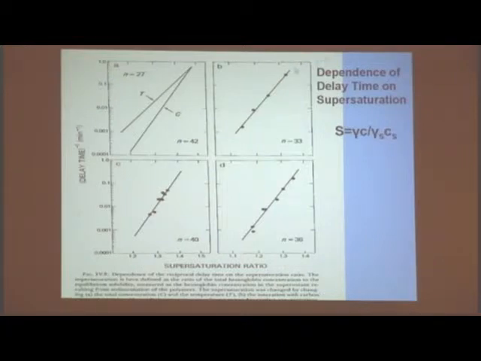And the dependence of the delay time on supersaturation is very great. It's a 40th power dependence. That means to say the inverse of the delay time is proportional to the 40th power of the supersaturation ratio. Well, that's a lot. If you have a 1% change in saturation, that's going to produce like a 50 or 60% change in the thing that you're looking at, that is the delay time.